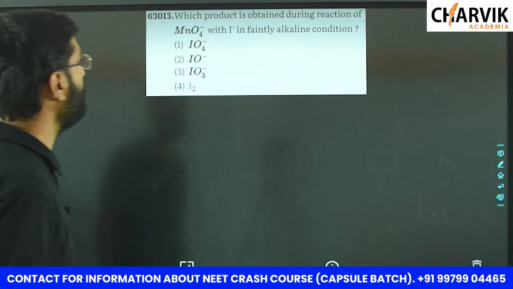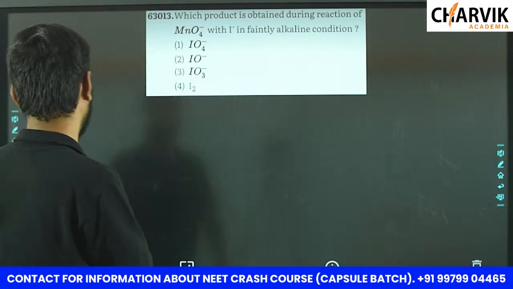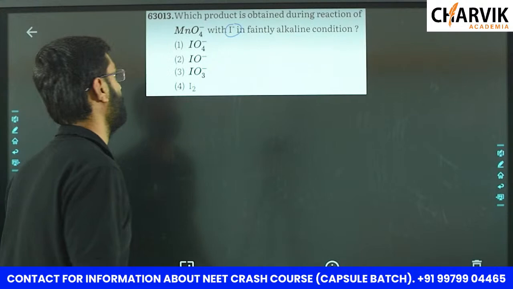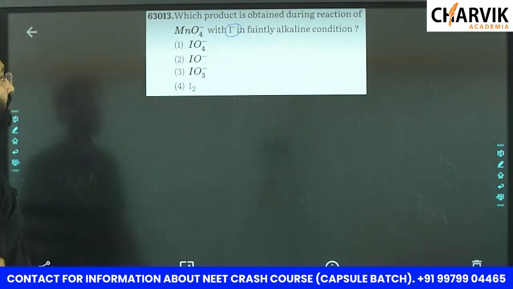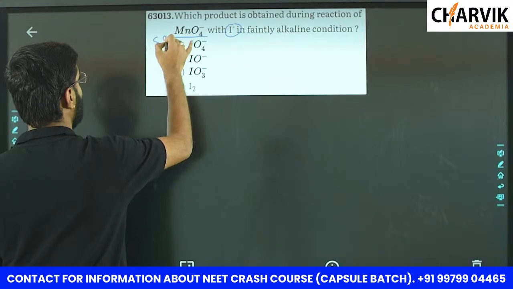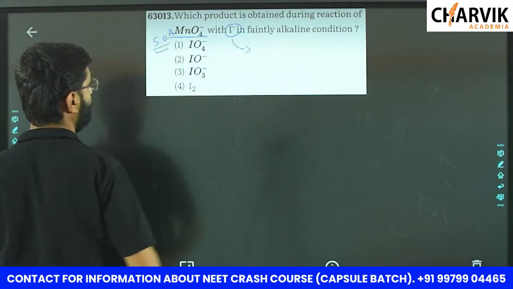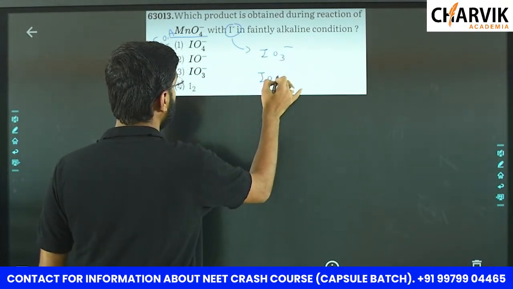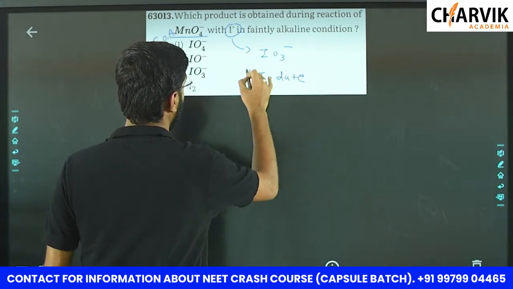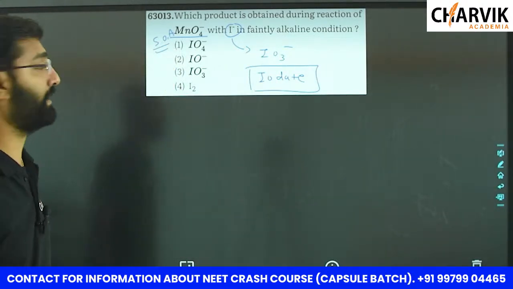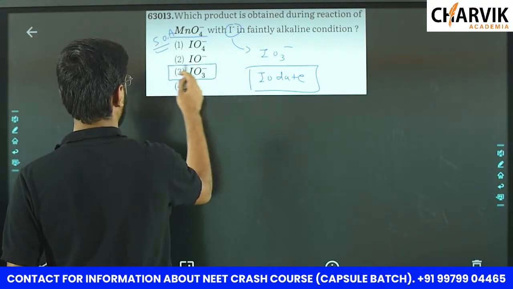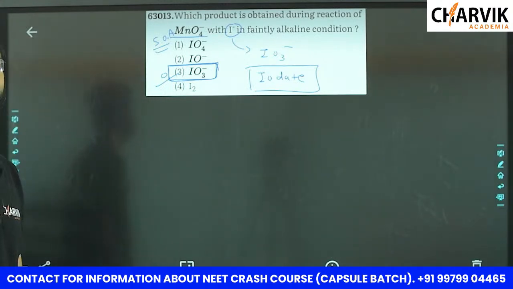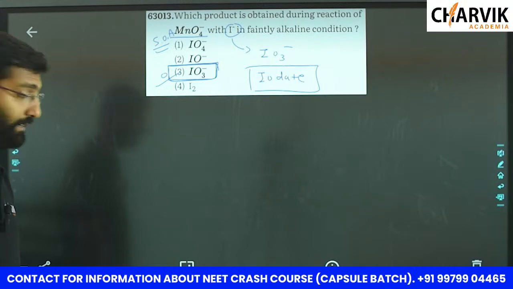Which product is obtained during reaction of MnO4 minus with I minus in faintly alkaline condition? MnO4 minus is a strong oxidizing agent and it converts I minus into IO3 minus, and this is your iodate ion. This is your iodate ion, IO3 minus. Right? So simple question from D and F block.